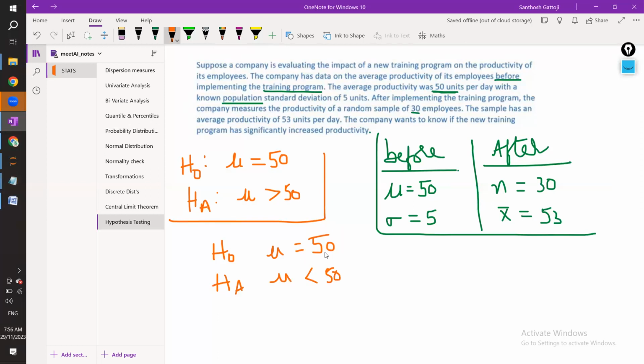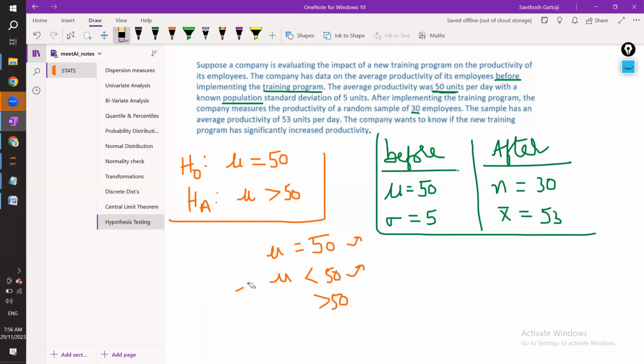If I accept the null hypothesis, that means mu is 50. If I reject the null hypothesis, I'm accepting the alternate, which means mu is less than 50. But I am not interested in less than 50, because I want to see whether the program has increased productivity. That means the value should be greater than 50. That is the reason I formulate the null and alternate in such a way.